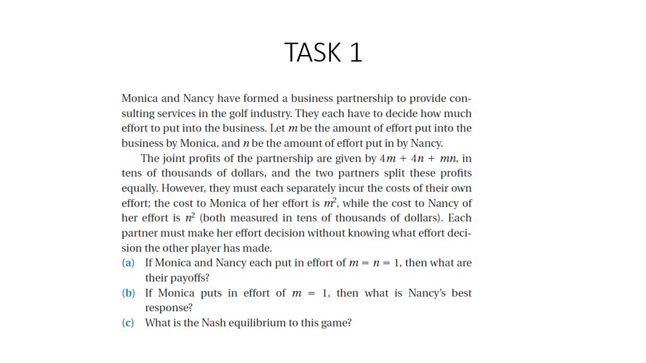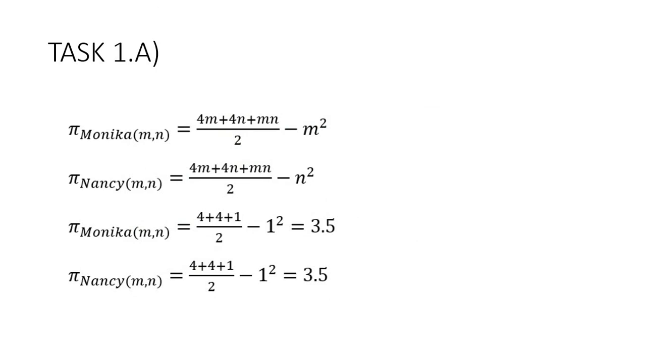Again, if you'd like to practice, you can put this video on hold and I will just proceed with the solution. So the first thing you have to do is to derive the payoff function for both players. In case of Monica, it's going to be profit divided by 2, because half of the profit goes to each player, minus M squared. In case of Nancy, again, profit divided by 2 minus N squared.